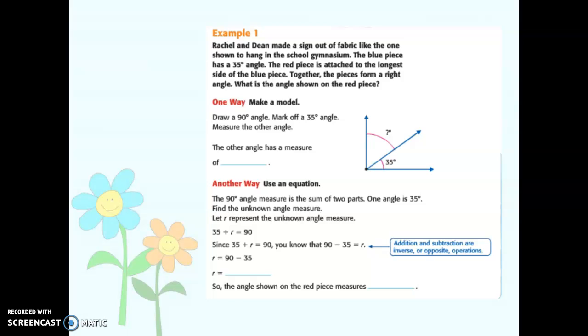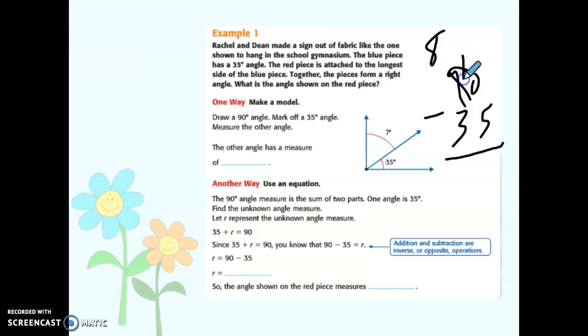So, two strategies here. One, make a model. If it tells us that together the pieces form a right angle, that's your biggest hint right there. You're going to draw out a 90-degree angle. That's a right angle. The blue piece is a 35-degree angle, so I'm going to just estimate what a 35-degree angle would look like. Your model drawing doesn't have to be perfect, but I know that if this is 35 degrees and the whole thing is 90 degrees, to solve this, I would simply do 90 degrees minus 35 degrees, right?